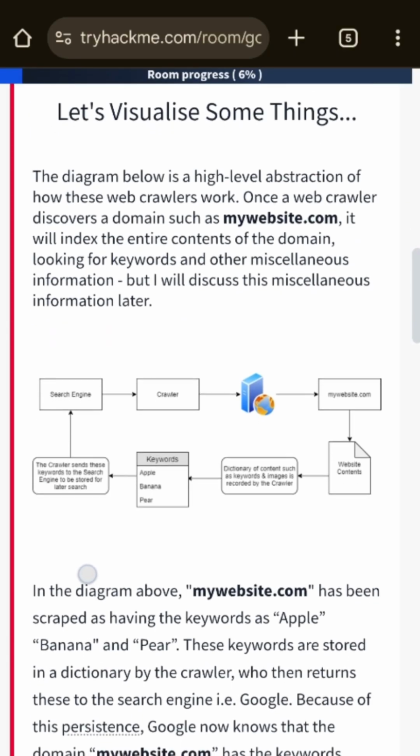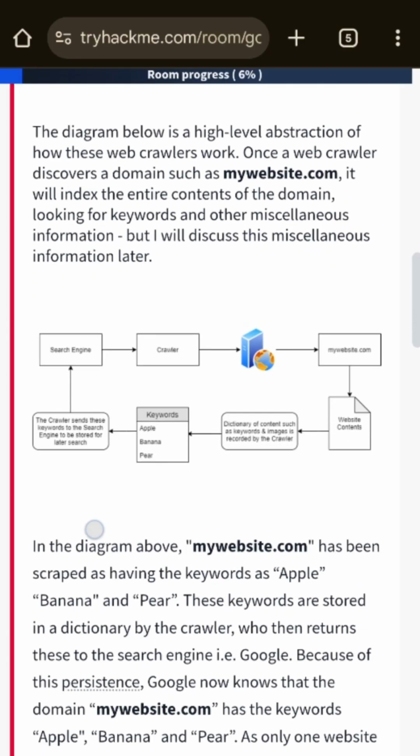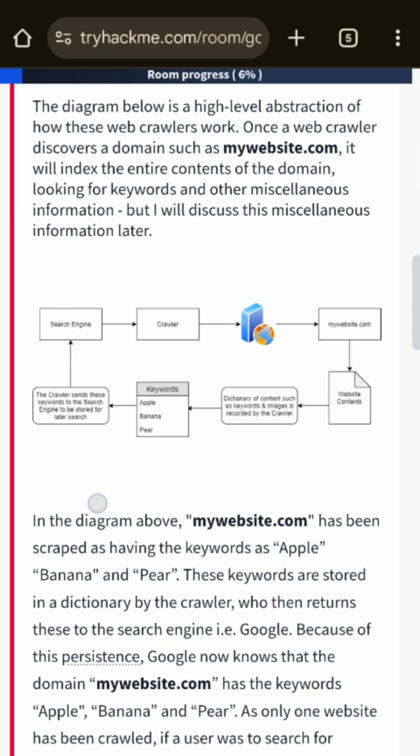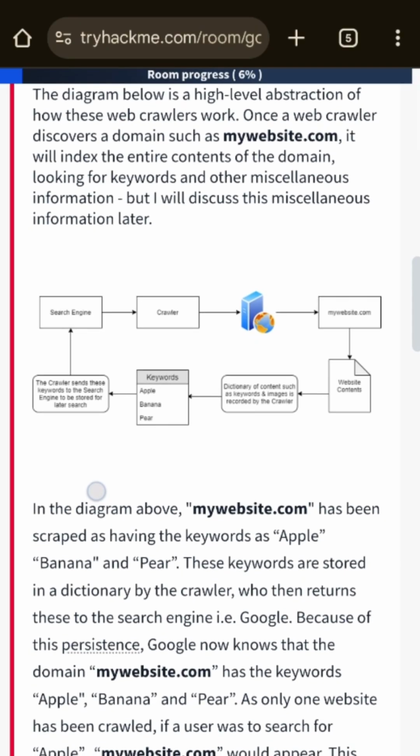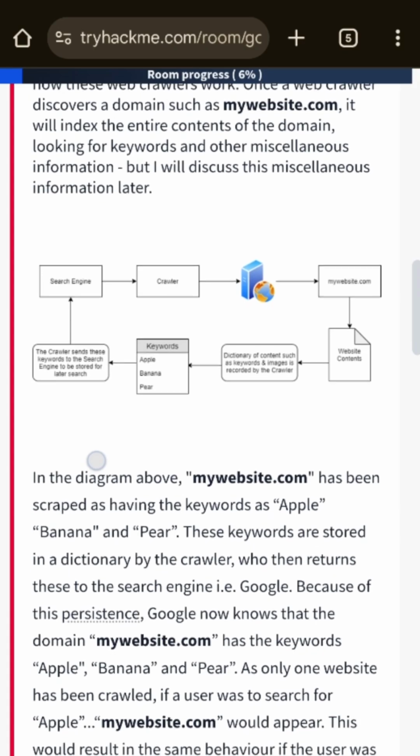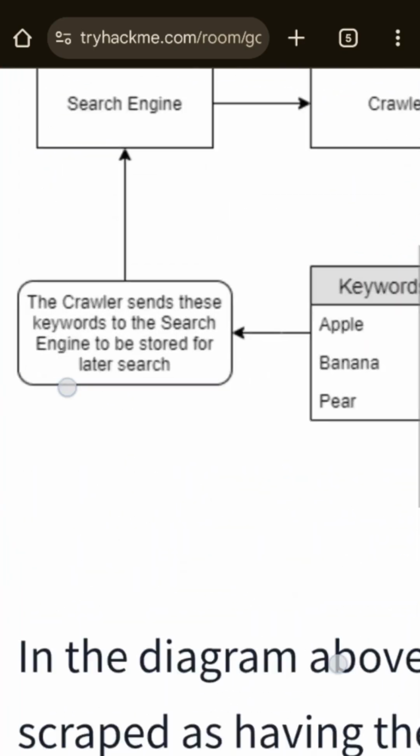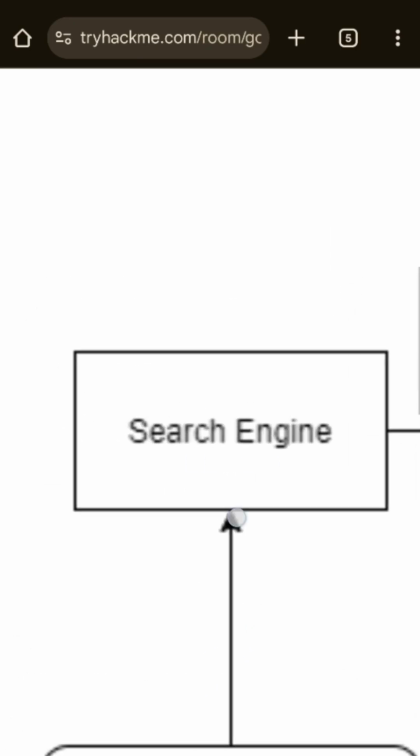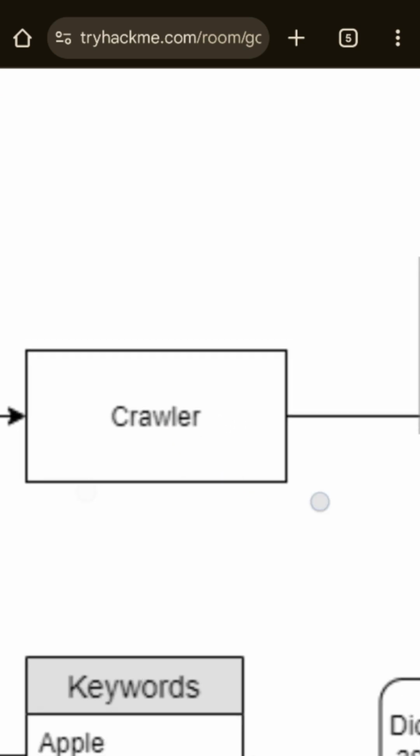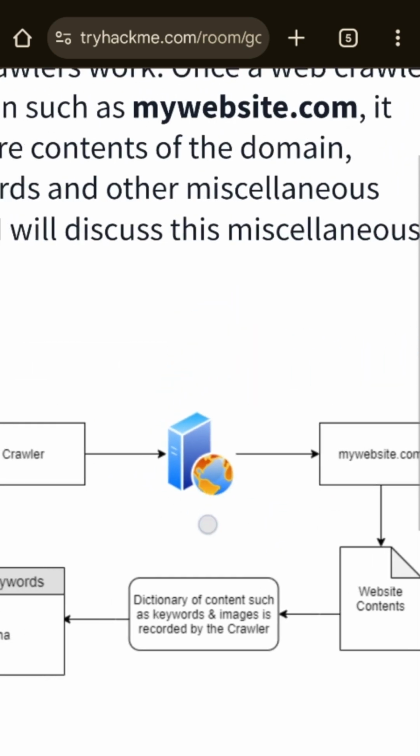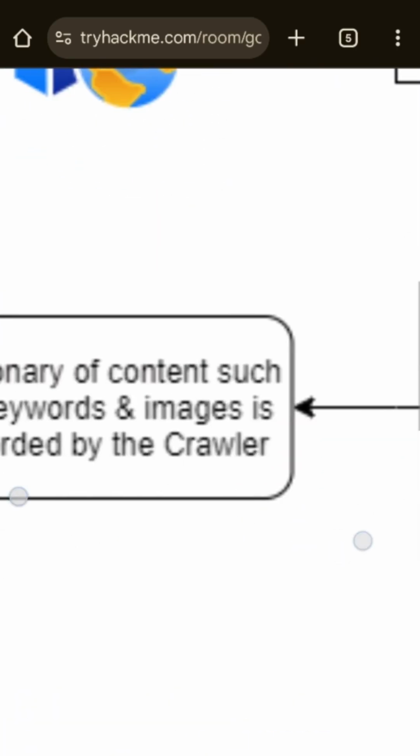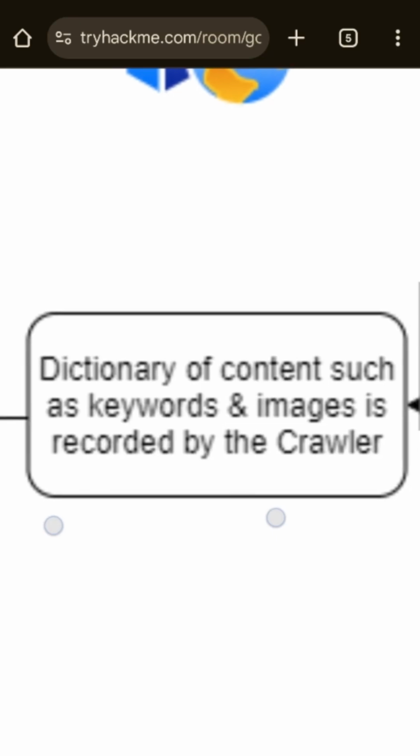Let's visualize something. The diagram below is a high-level abstraction of how these web crawlers work. Once a web crawler discovers a domain such as mywebsite.com, it will index the entire content of the domain, looking for keywords and other miscellaneous information. But I will discuss this miscellaneous information later. So let's see this. Basically, this is our search engine, and I'm in Google. Crawler, this is a bot created by Google. This is the database, and this is mywebsite.com, website content, and a dictionary of content such as keywords.